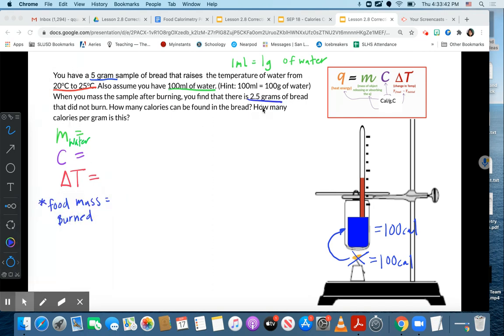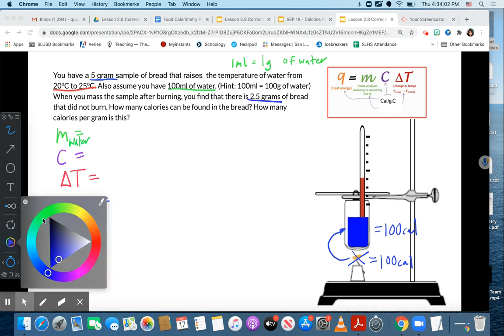So now that we've broken down our key ideas, let's read what the question is asking. It's asking how many calories can be found in the bread and how many calories per gram this is. The second question that I added is going to address why we care about the mass of the food burned. So let's start with the mass of the water.